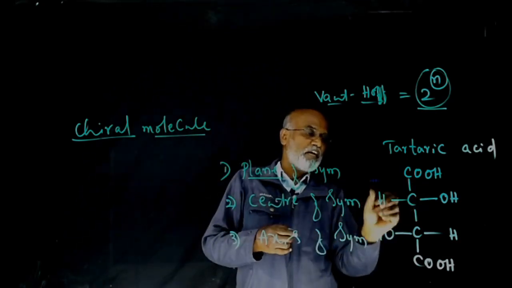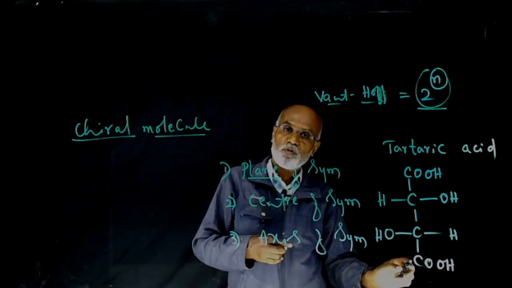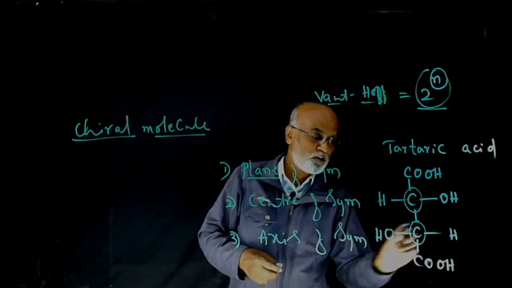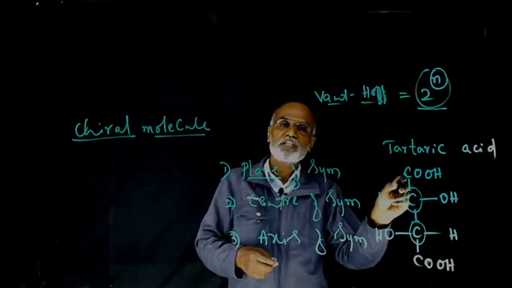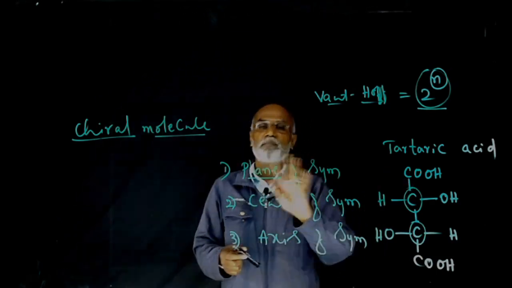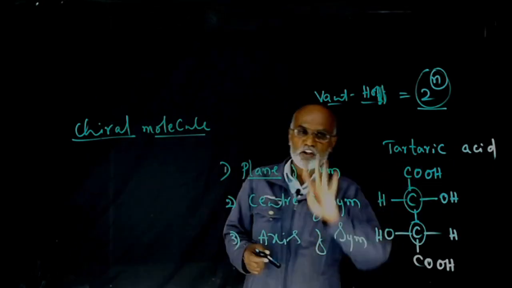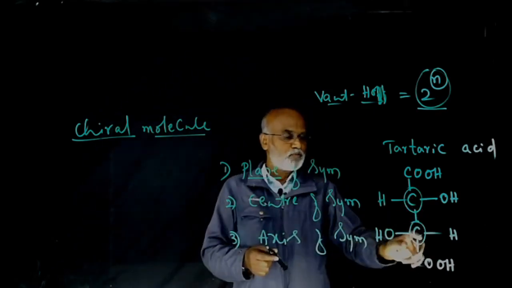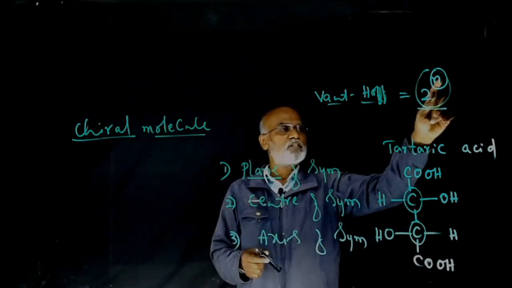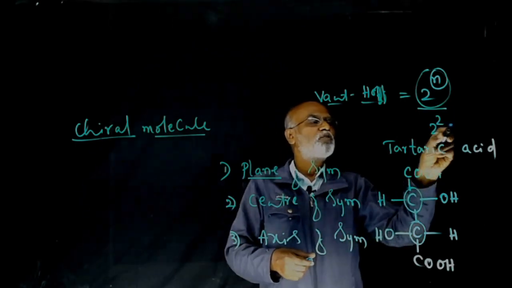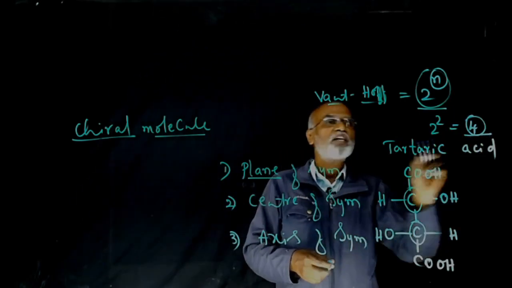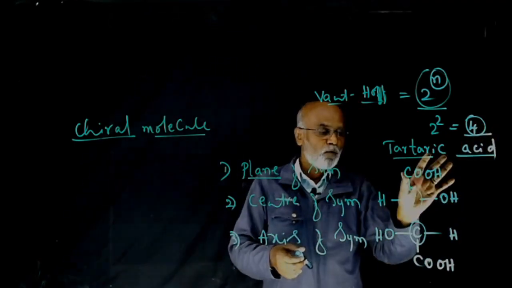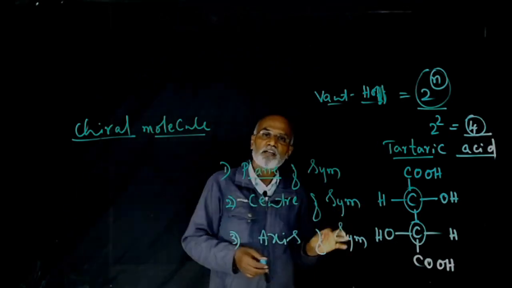Though tartaric acid has 4 carbon atoms, out of these 4 carbon atoms, there are only 2 chiral carbon atoms. This is a chiral carbon atom, and this is also a chiral carbon atom. A carbon atom which has either a double bond or a triple bond will never be chiral. So in tartaric acid, though there are 4 carbon atoms, there are only 2 chiral carbon atoms. As the chiral carbon atoms are only 2 in number, the value of n is 2. Therefore, 2 to the power of 2, that is 4 isomers are possible for tartaric acid. Out of 4 different structures, only one structure is on the board now.